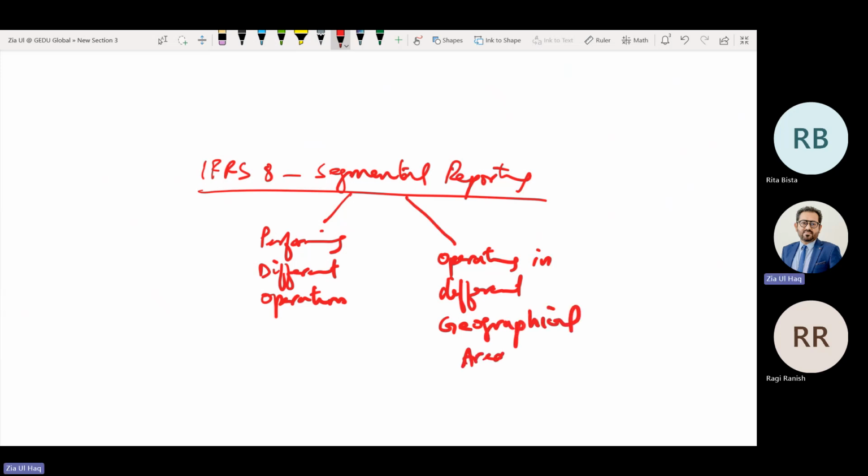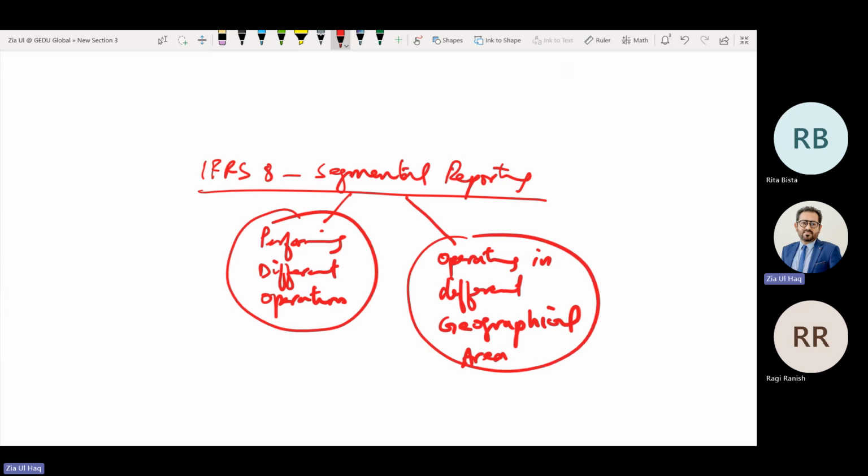And if any of your branches is operating in a different geographical area, it means that area's laws and regulations are different from the rest of the business. So we'll call it a segment. So business segments are of two types. Those branches, those business areas that are performing significantly different operations from the rest of the business are called a separate segment. Or if any of your business operations, meaning a branch, is operating in a different geographical area, having different laws and regulations, different risk and reward as compared to other areas of the business, we call it a segment.